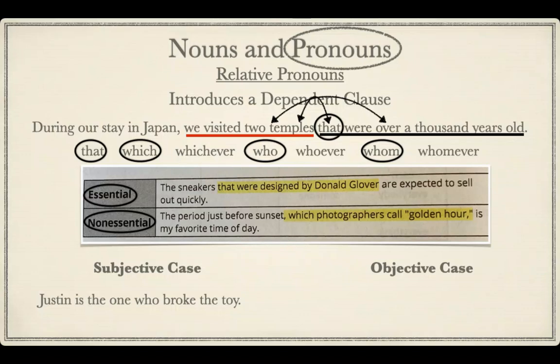He broke the toy. In this sentence, the girl whom Justin stole from is upset. In this sentence, we check the correct usage of whom by determining if the relative clause, whom Justin stole from, is describing someone or something that is receiving the action.